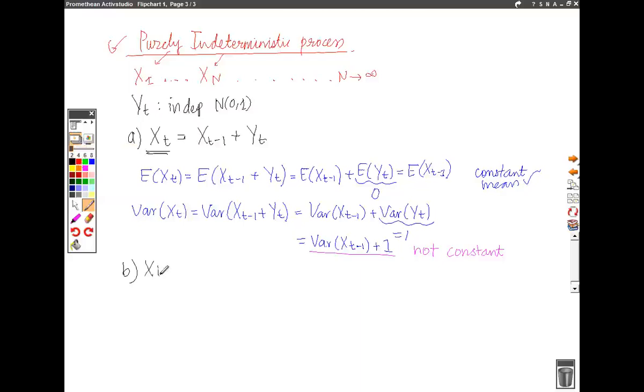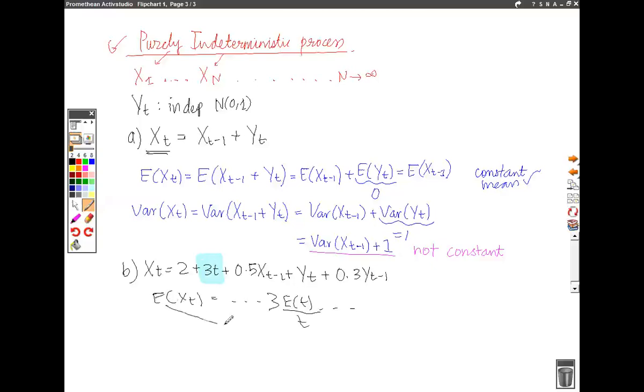So now I have xt equal to 2 plus 3t. What do you guys think this could be? Will this be a stationary process? No, right? You can easily see that we have this term here, which is 3t. So if you take the expectation of xt, it's going to contain a term which is 3 times the expectation of t, which is just t. So the expectation is going to depend on t. That is why this process is not stationary.